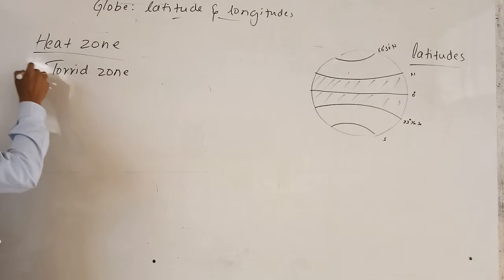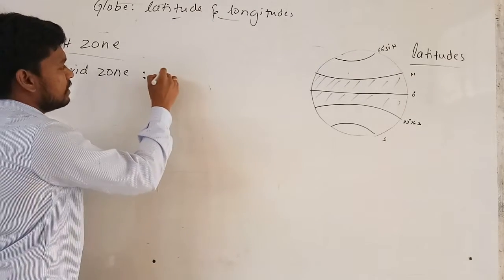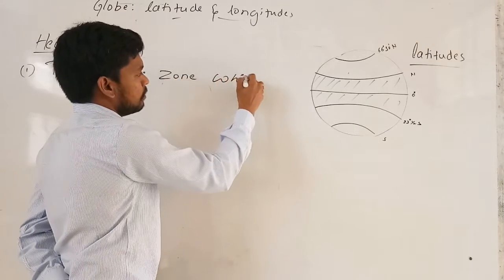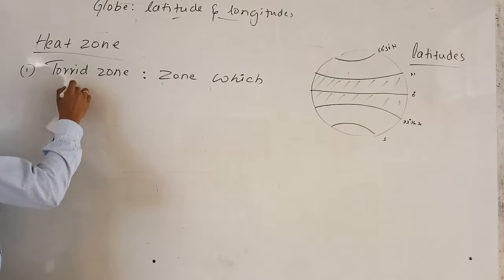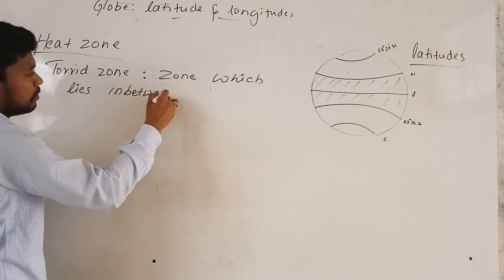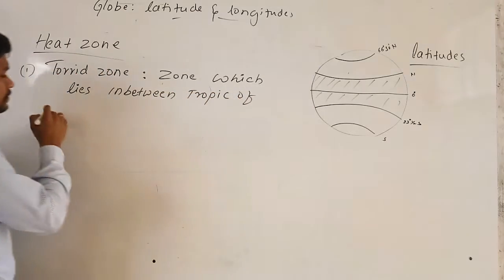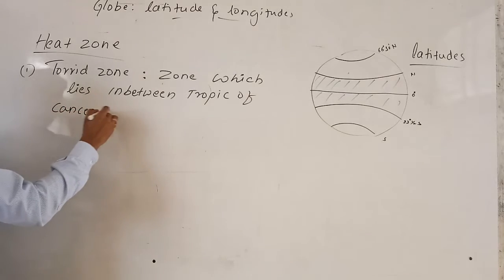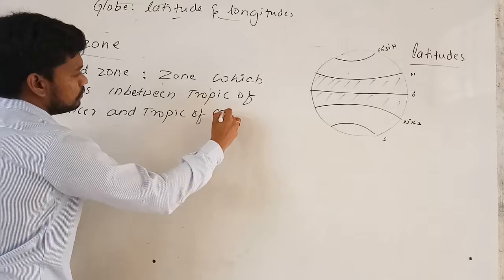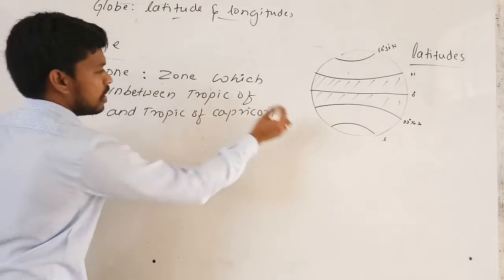Torrid zone is the first one we are discussing. Torrid zone, the zone or the area, we say it's a zone or area, which lies in between Tropic of Cancer and Tropic of Capricorn, is called as torrid zone.